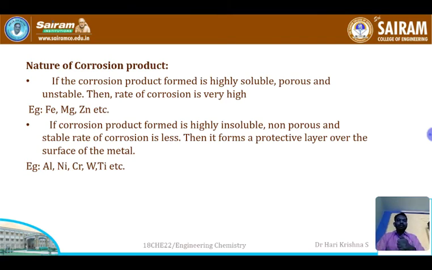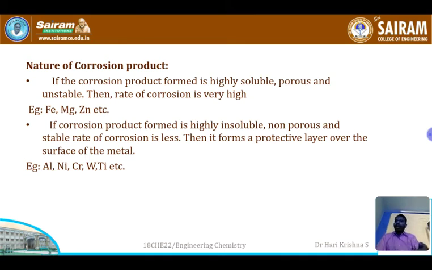Therefore, the rate of corrosion is very, very less. Since the corrosion product formed is insoluble, non-porous and stable, it acts as a barrier between the metal and the surrounding corrosive media. You cannot see the metal, right? Therefore, the rate of corrosion is very, very less.